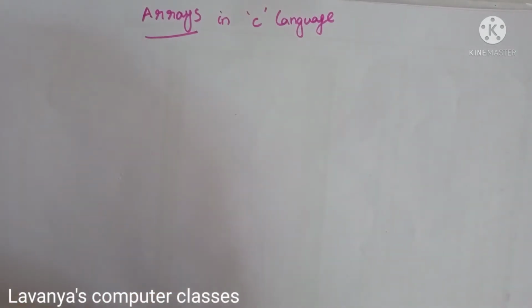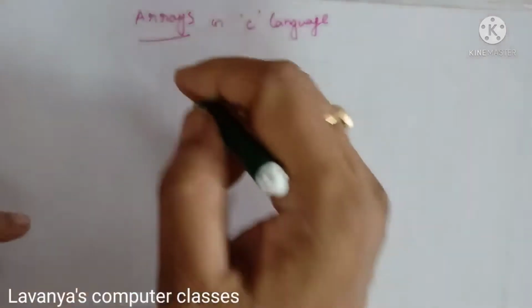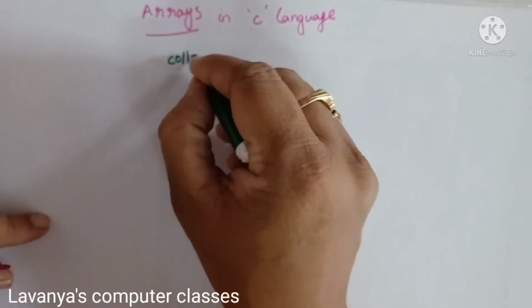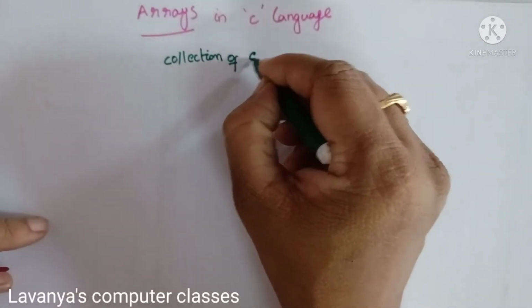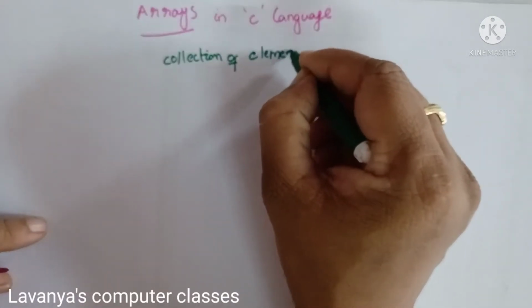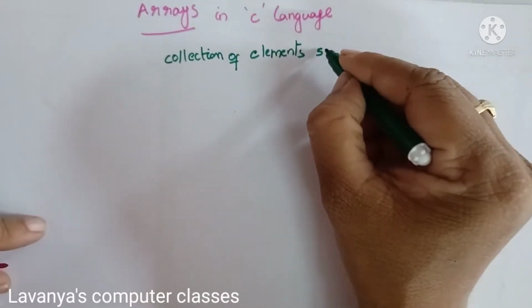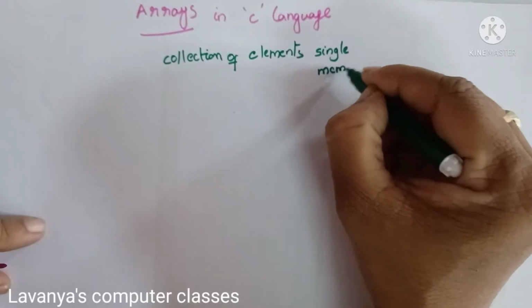In this video, I will explain the arrays concept in C language. So what is an array first? First we go for the definition, then I'll go for what are the types of arrays. An array is a collection or group of elements, all of which belong to the same data type and are stored in continuous memory locations.